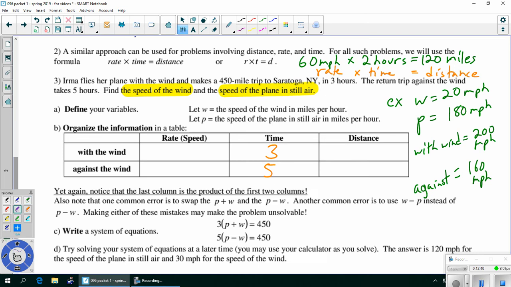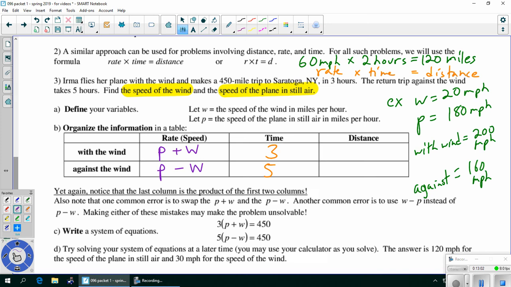So let's do that. With the wind, the plane would naturally be a P, and it is getting helped by W. P plus W, that's what we did to get the 200. Against the wind, start with the natural plane speed, subtract the speed of the wind, 180 minus 20, that's where we got the 160. Okay, so far so good.